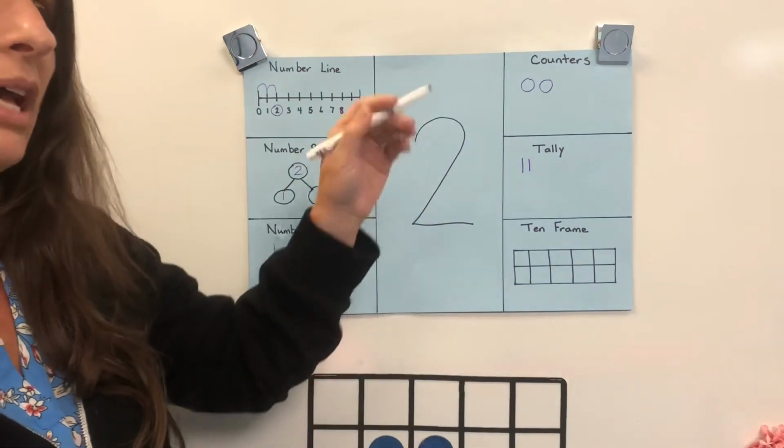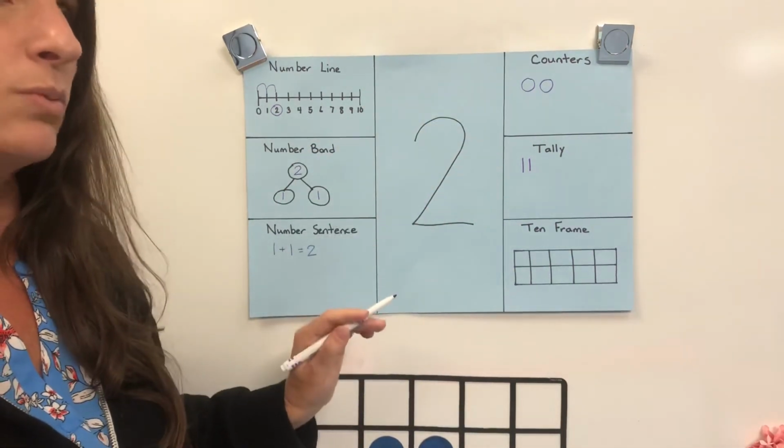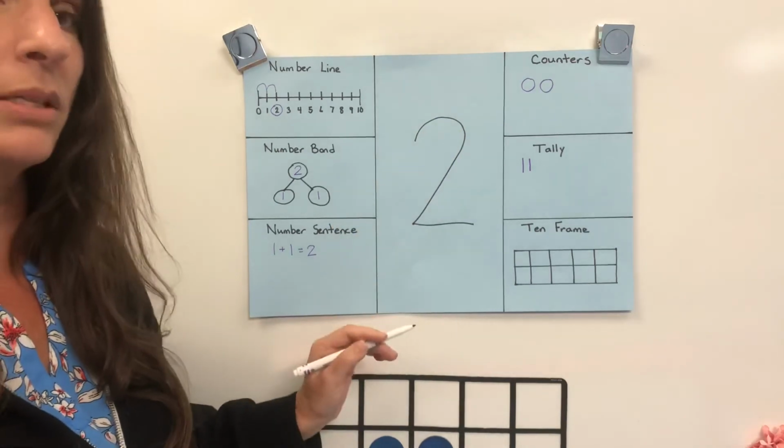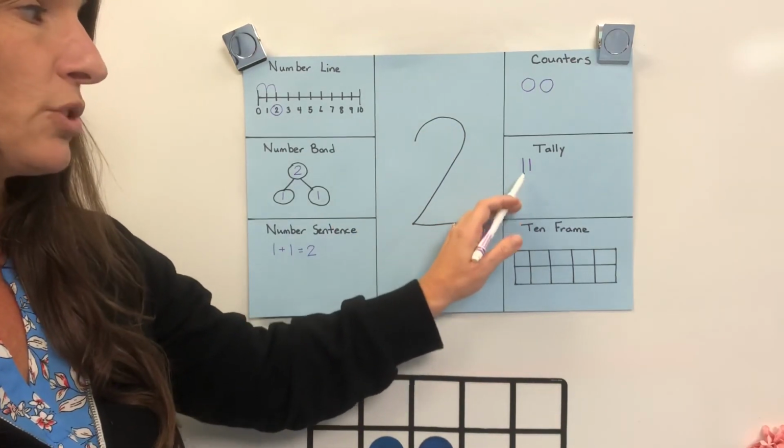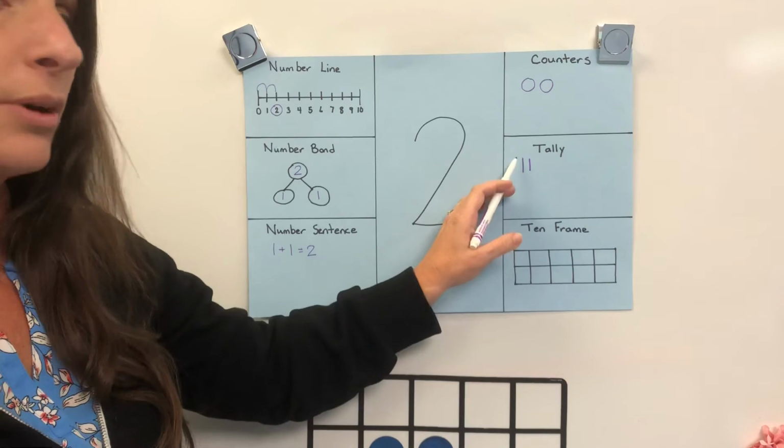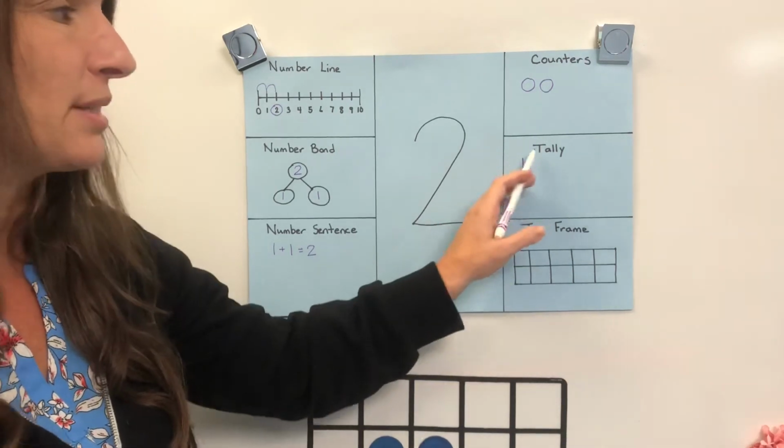Tally marks. It just means you have 2 tally marks, 2 lines. Tally marks are just lines. And sometimes the lines cross. When we get to 5, I'll show you how they cross. Right now we only have 2, so it's just 2 lines. I know that looks like number 11, but it's not a number, it's a tally mark.